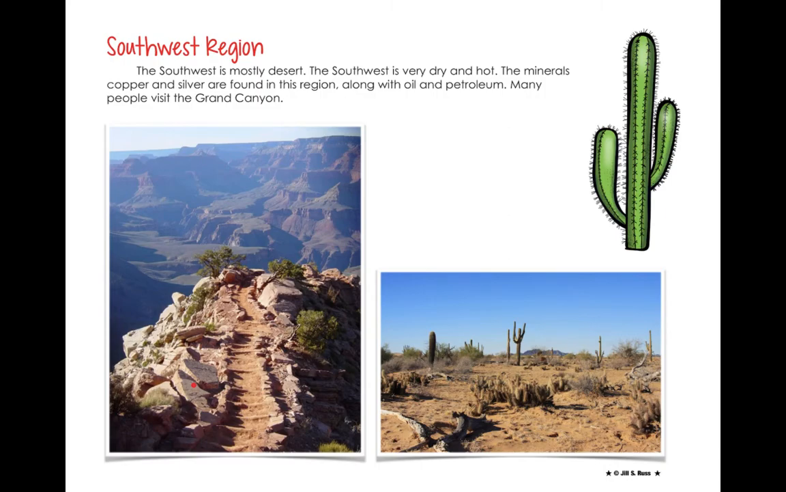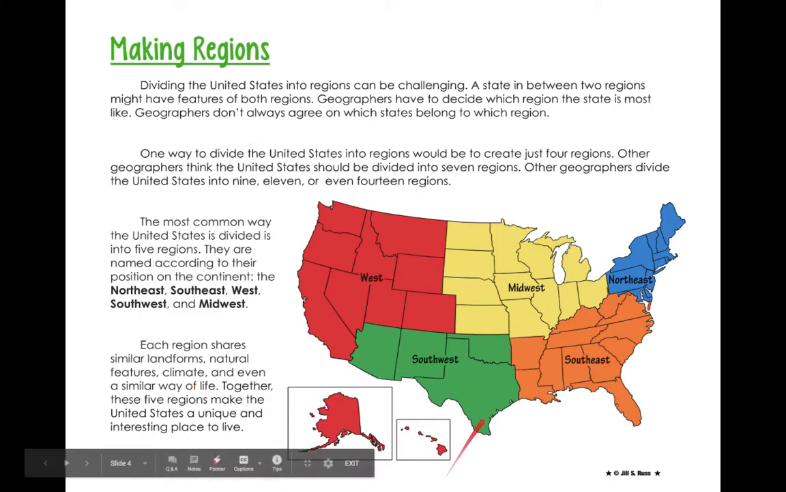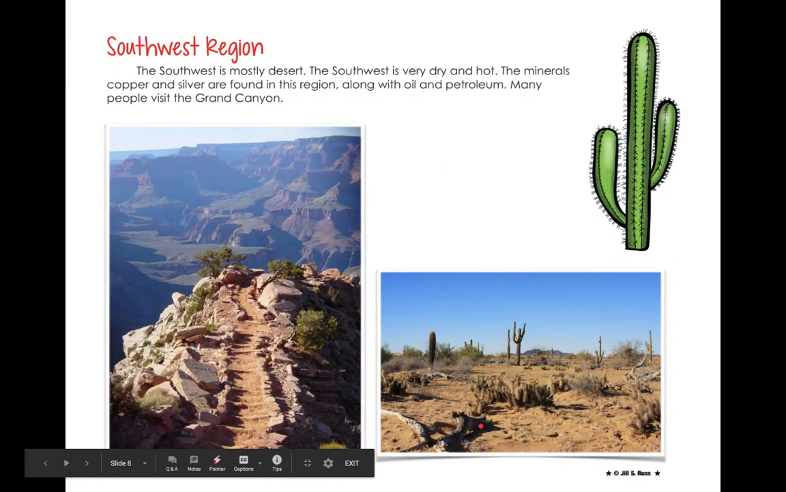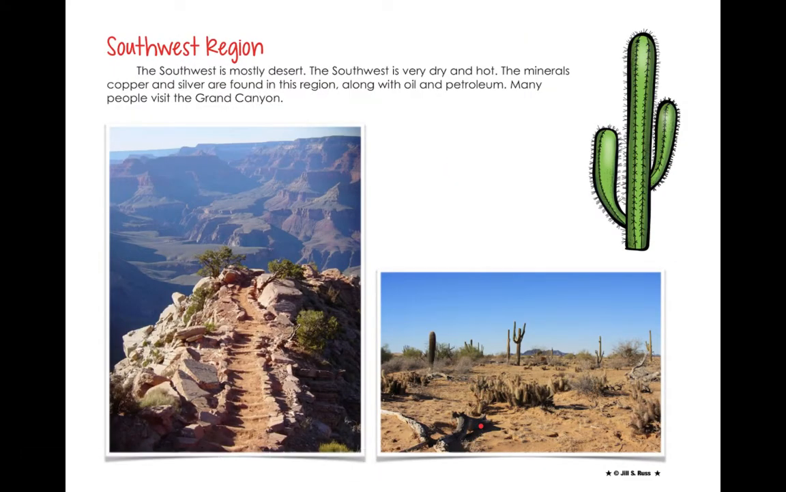The Southwest, down here, is mostly desert. The Southwest is very dry and hot. The minerals copper and silver are found in this region, along with oil and petroleum. Many people visit the Grand Canyon.